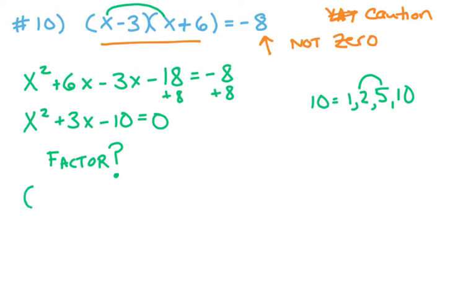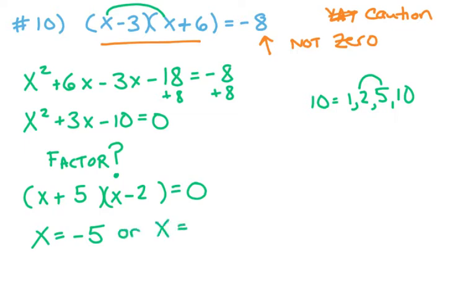Let's try it. X, we're going to need a plus and a minus. How about plus 5 minus 2 equals 0? Does that work? I would get x squared plus 5x minus 2x. Yeah, that seems to work. So let's see if these are the answers. You can check by putting them in here, and you will find that they are correct.